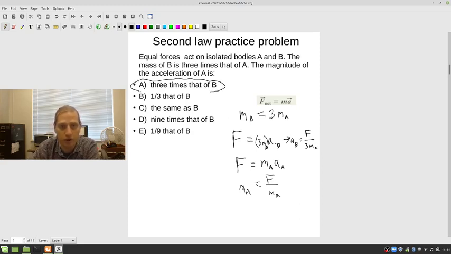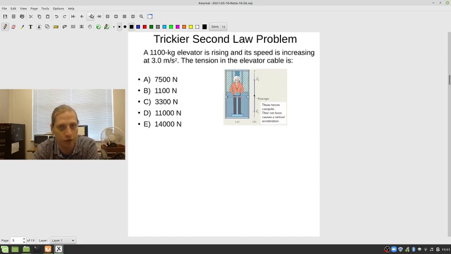Okay, this should not surprise us because smaller masses are easier to accelerate, heavier masses are more difficult to accelerate, which is also known as the idea of inertia.